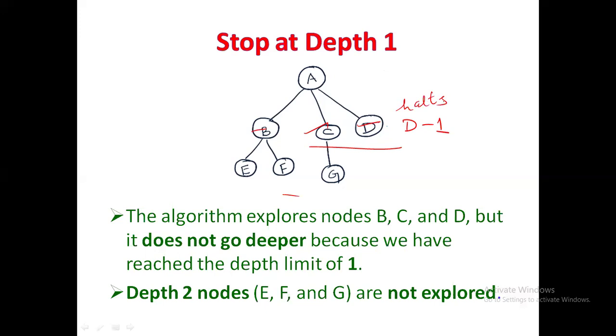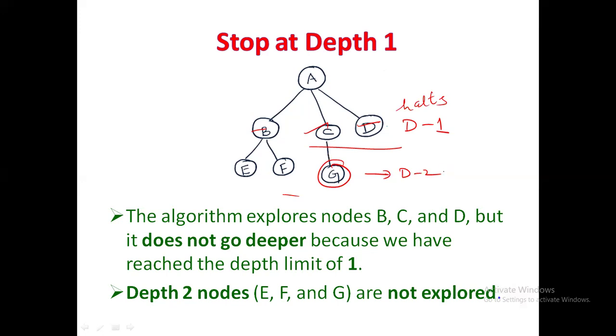This behavior can be a limitation if the goal is located at a deeper level. As in our example, where is the goal node? The goal node is at depth 2, so it is not reached. Since the search stops after exploring the children of node A, the search misses any deeper nodes and may fail to find the goal.